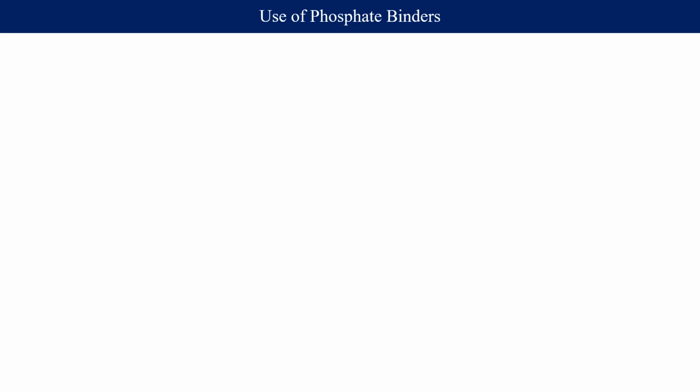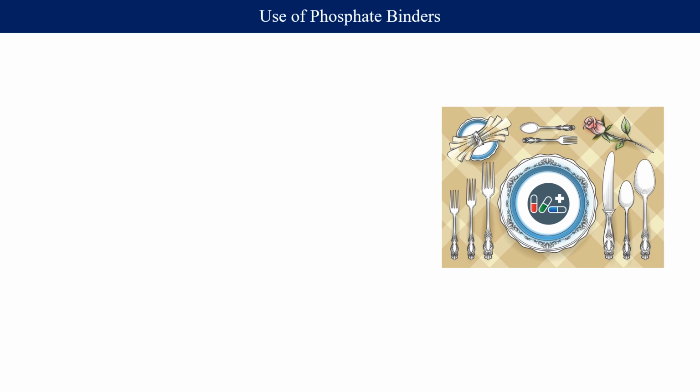We can also reduce serum phosphate levels with the use of phosphate binders. These agents bind phosphates that come from dietary intake. Phosphate binders are therefore given with meals. There are 2 types of phosphate binders, calcium-based and non-calcium-based.